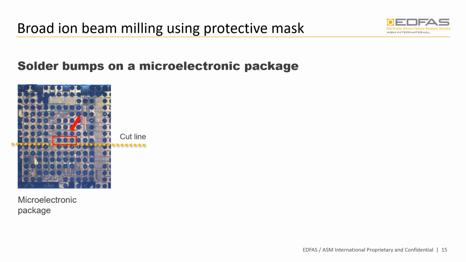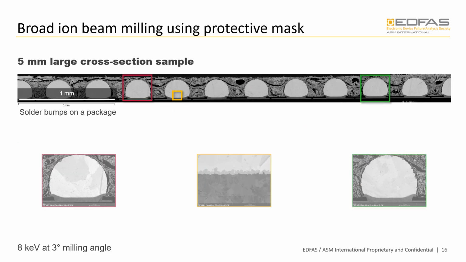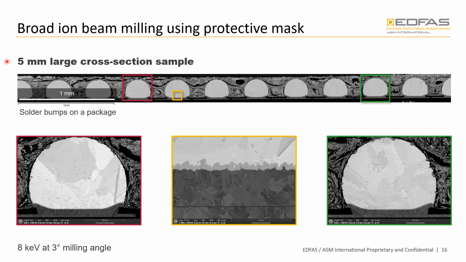This is an example of cross-section preparation using broad ion beam milling on solder bumps and microelectronic packages. First, the affected bump is identified electrically, then the sample is masked and material above the mask is removed to create a large cross-section. Here's a cross-section of 12 solder bumps where delamination in the copper pad area is identified as a failure.